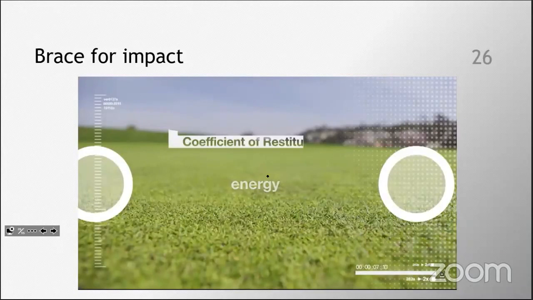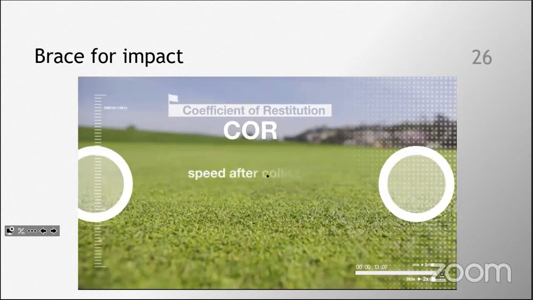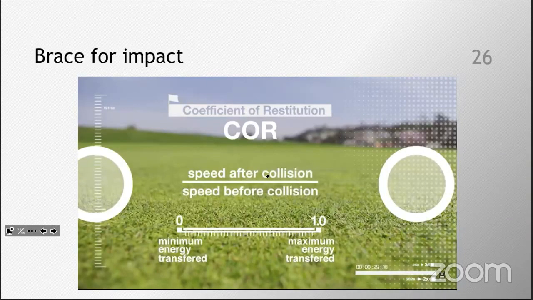To find out how much energy is transferred between 2 objects during a collision, scientists can calculate the coefficient of restitution, or COR. This is done by measuring the difference in the speeds of the 2 objects after their collision and dividing by the difference between the 2 speeds of the objects before their collision. The answer will be expressed on a scale between 0, meaning the minimum of energy was transferred, and 1.0, meaning all the energy was transferred.